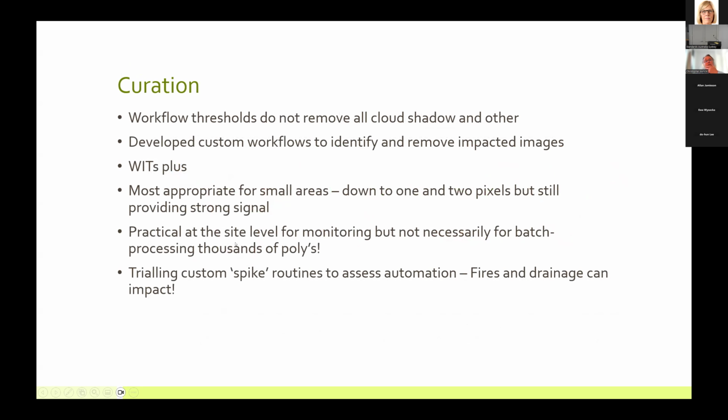So what's required with that? Obviously, when you're dealing with very small areas, there's lots of curation and thresholds, which is appropriate for smaller areas, but not practical if you're trying to batch process thousands of polygons. Largely those anomalies and spikes that you see in the routines are due to cloud and or shadow. So we're looking at some automated routines to remove those automatically rather than manually. However, they are relevant at times, especially when there's fire and or drainage of certain areas.